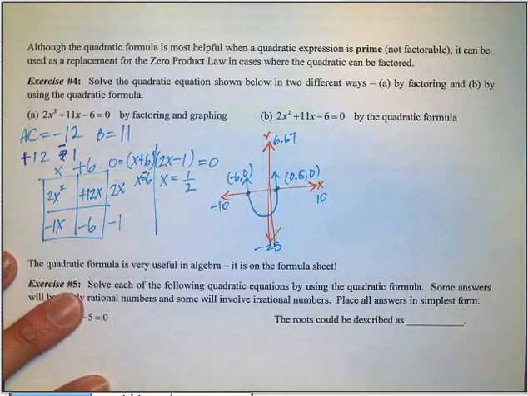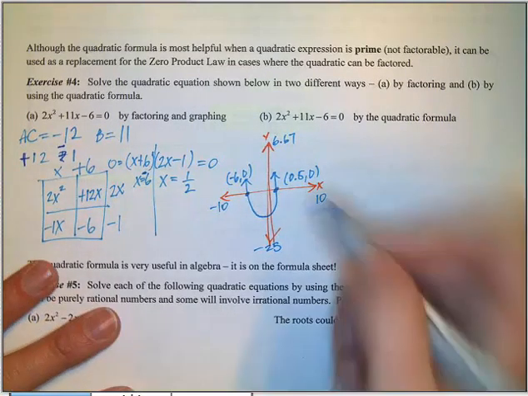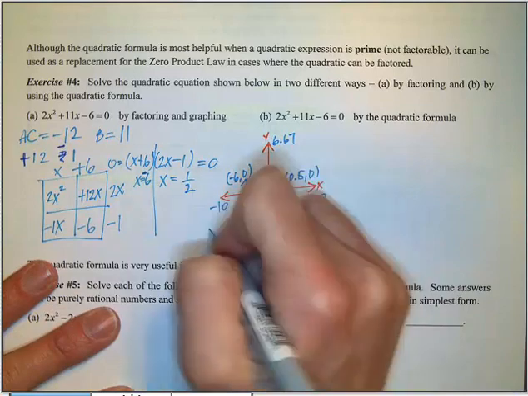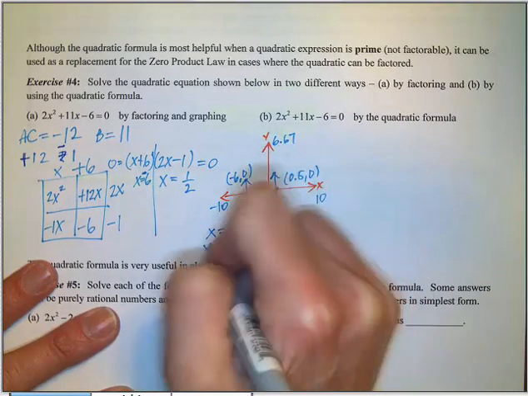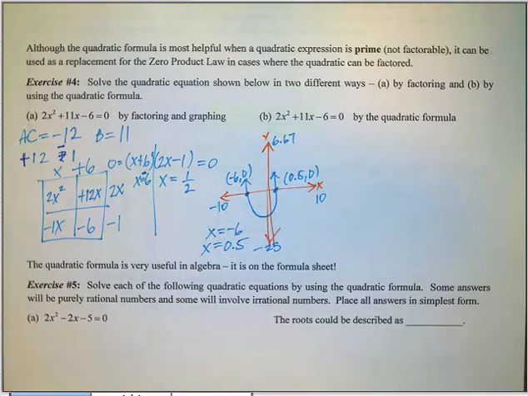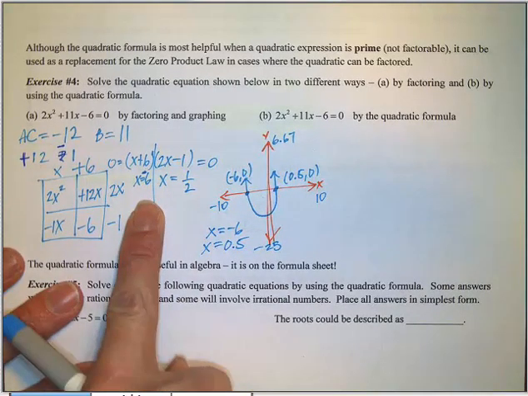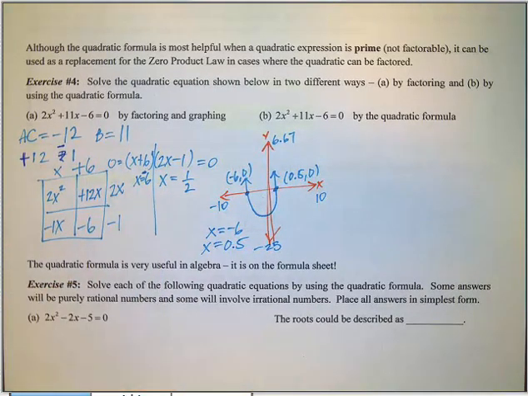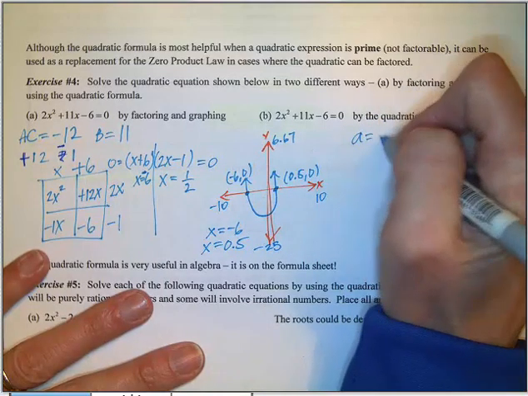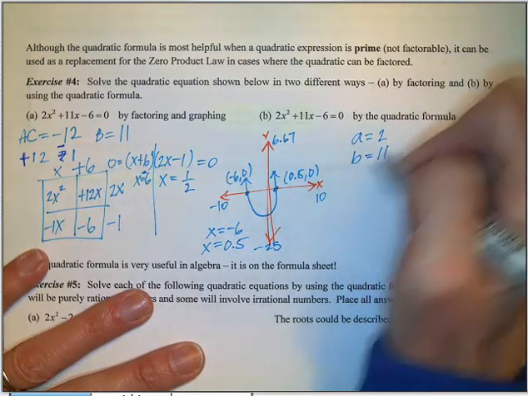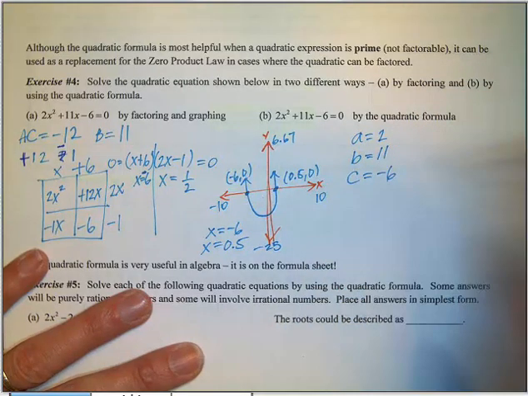2 calculation mistakes and 1 problem. Bad. Make sure if you solve graphically, you write the answer, x equals negative 6 and x equals 0.5, which is the same as what I got by factoring. So now, let's go and solve by the quadratic formula. So A equals 2, B equals 11, and C equals negative 6.